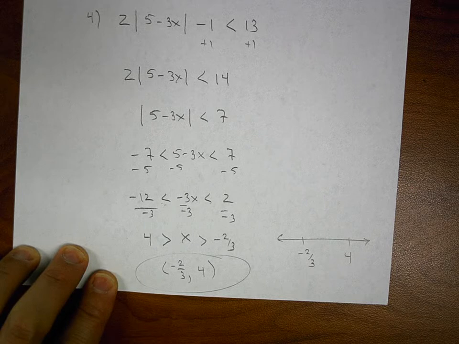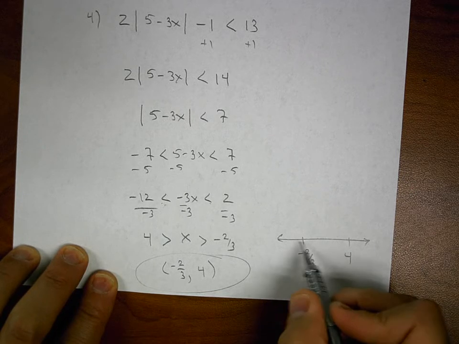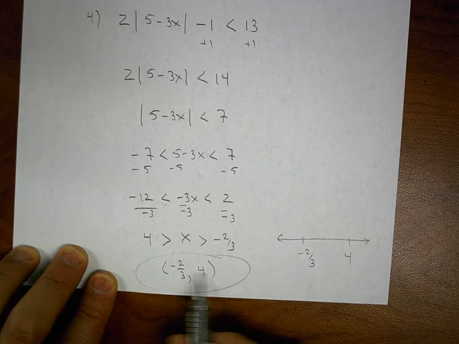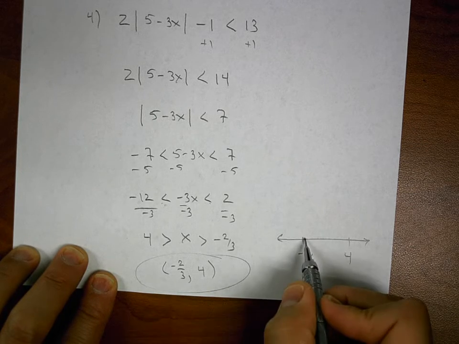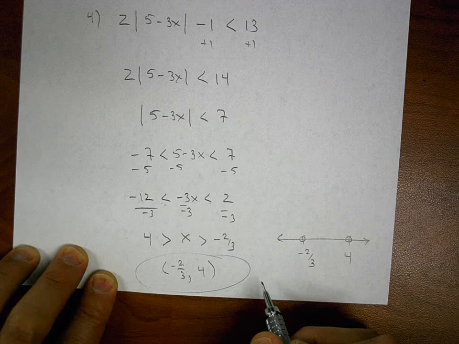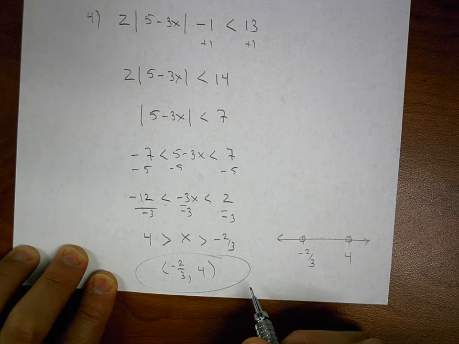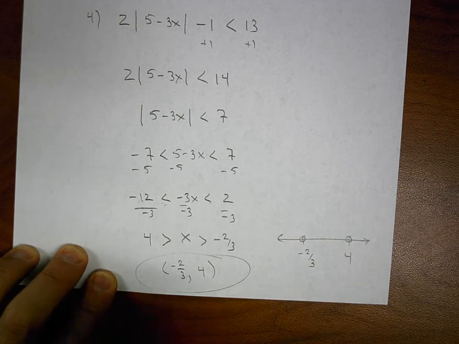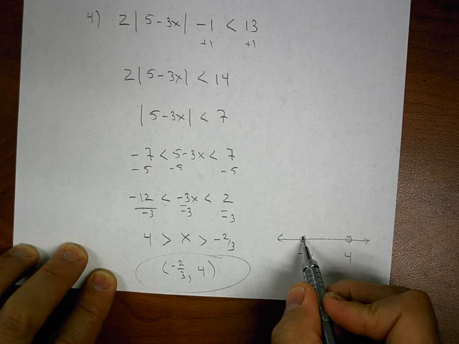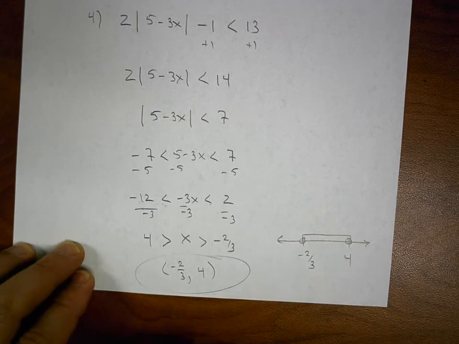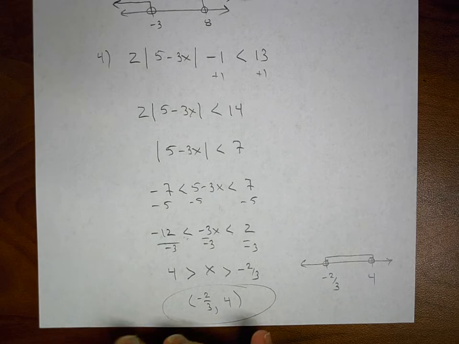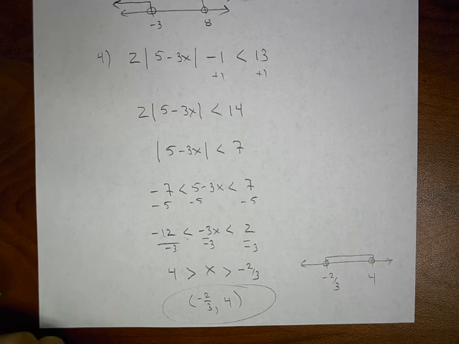Are these open circles or closed circles on the negative 2/3 and the 4? Open. How do I shade this? It's between, right there. Emily, got that? Okay, next one, we've got to do a couple more.